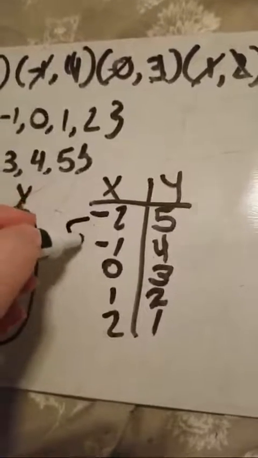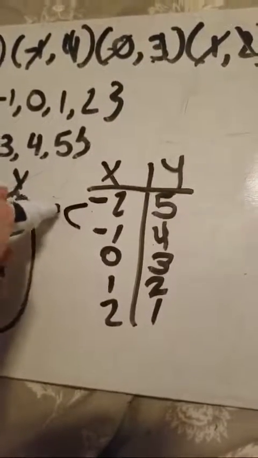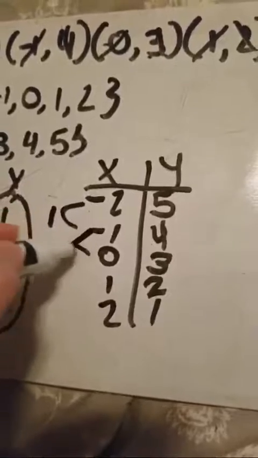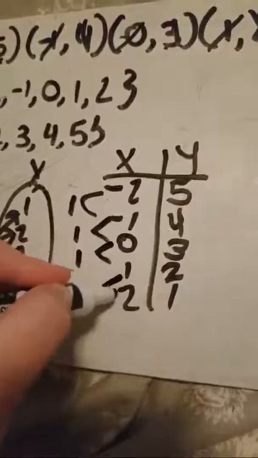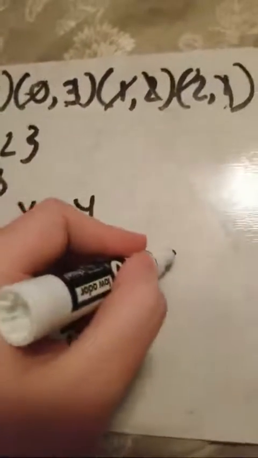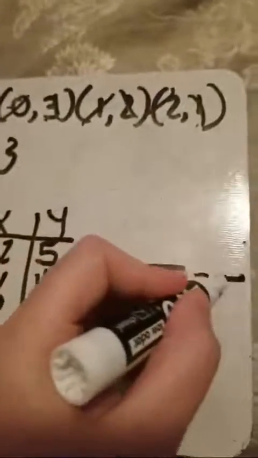Okay, so let's talk about how we check if it's a linear function. -2 to -1 is a positive 1. -1 to 0 is a positive 1. 0 to 1 is a positive 1, and 1 to 2 is a positive 1. So we're good on this side. So when we're looking at a rate of change, our x is our numerator. So this is going to be equals 1.